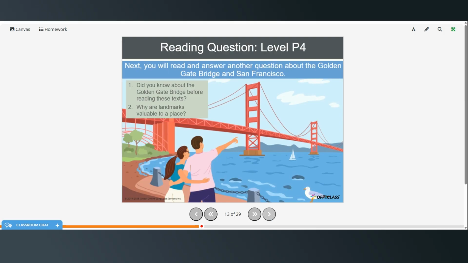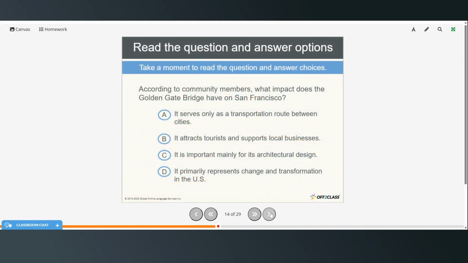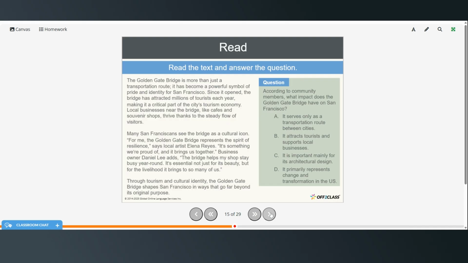So next you will read and answer another question about the Golden Gate Bridge in San Francisco. Some questions to think about before you read. Did you know about the Golden Gate Bridge before reading these texts? And why are landmarks valuable to a place? Now pause the video and take a moment to read the question and answer choices. And you can pause the video again to read the text and answer the question.